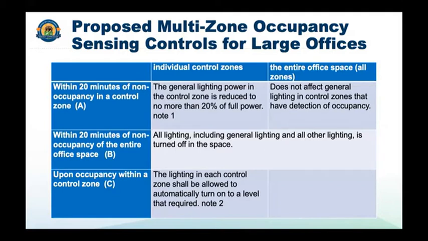So let's look at the second row for a minute. Within 20 minutes of non-occupancy in the control zone, the general lighting power in the control zone needs to be reduced by no more than 20% of full power. And then let's look at the next row. When the entire space is empty and unoccupied, within 20 minutes of that non-occupancy, all lights in the large office are required to be turned off. And so these are the essential requirements of this multi-zone occupancy sensing controllers.